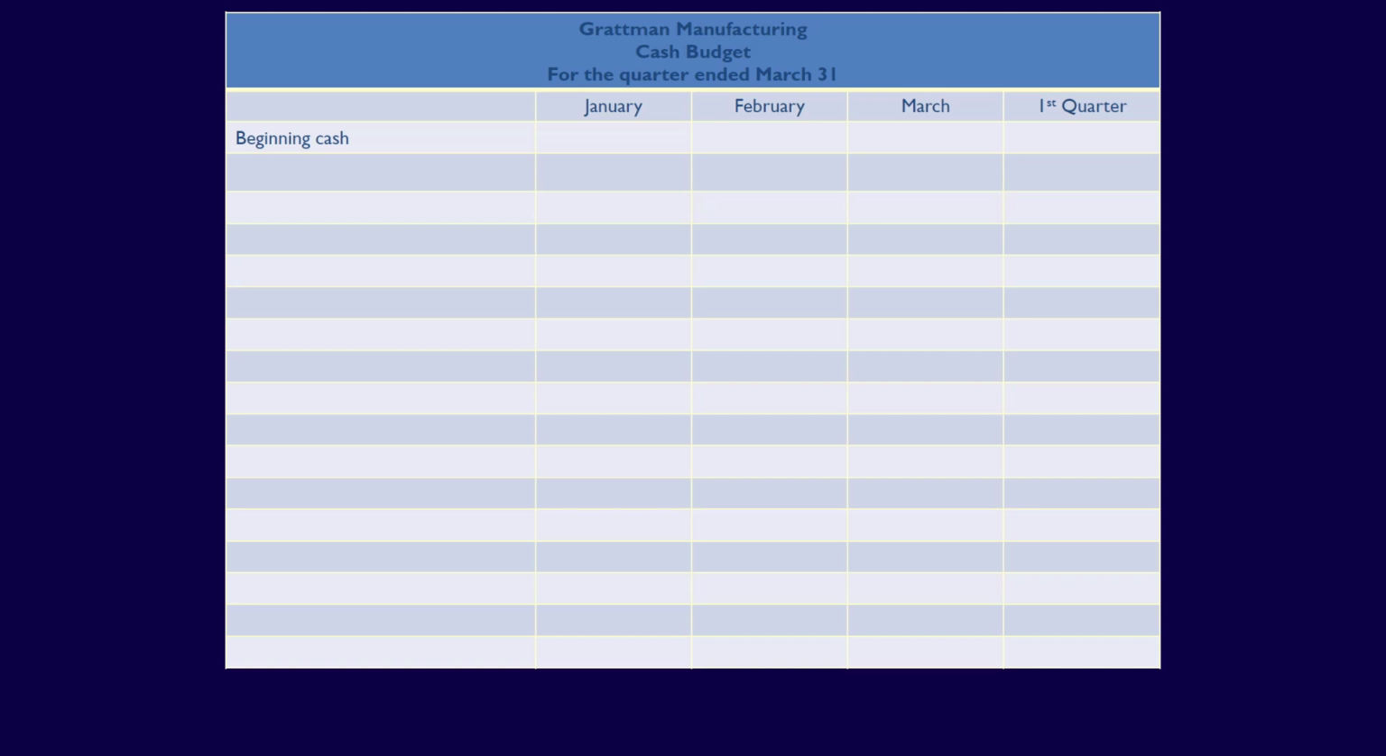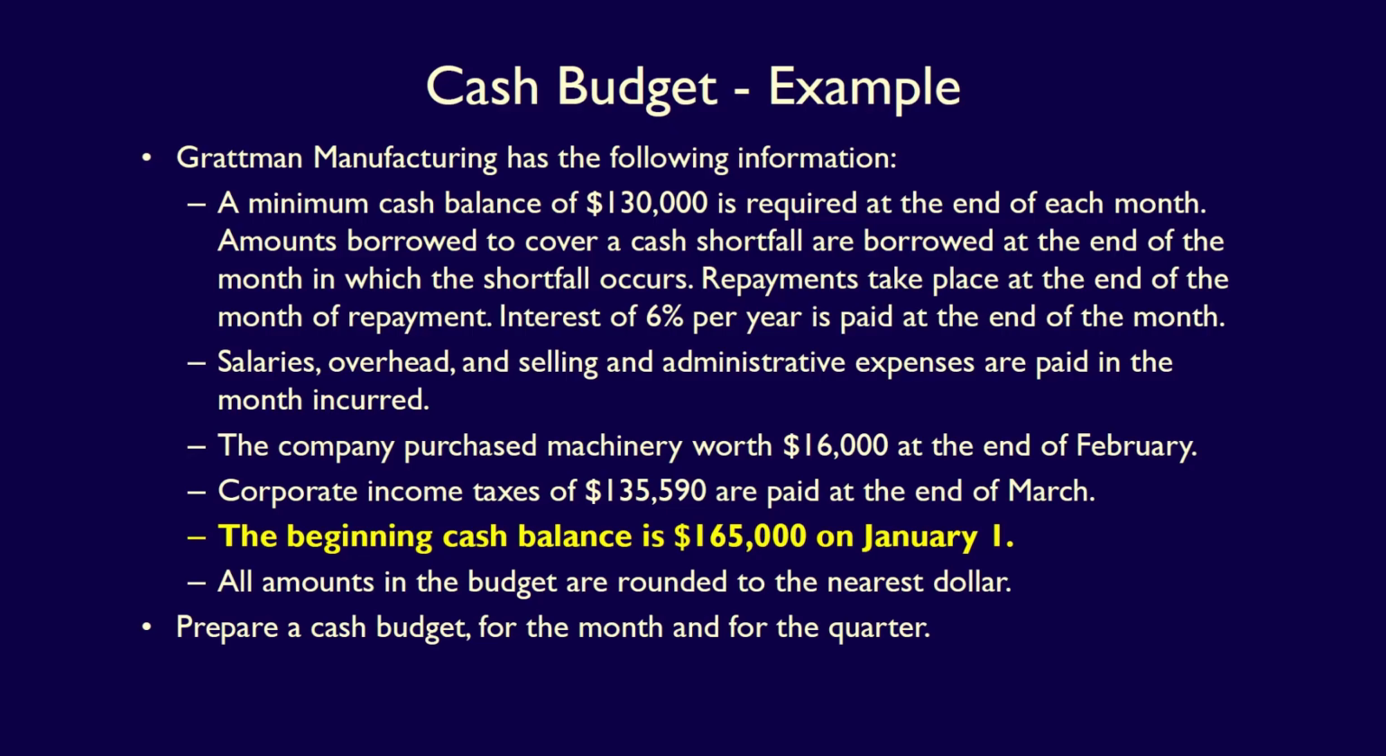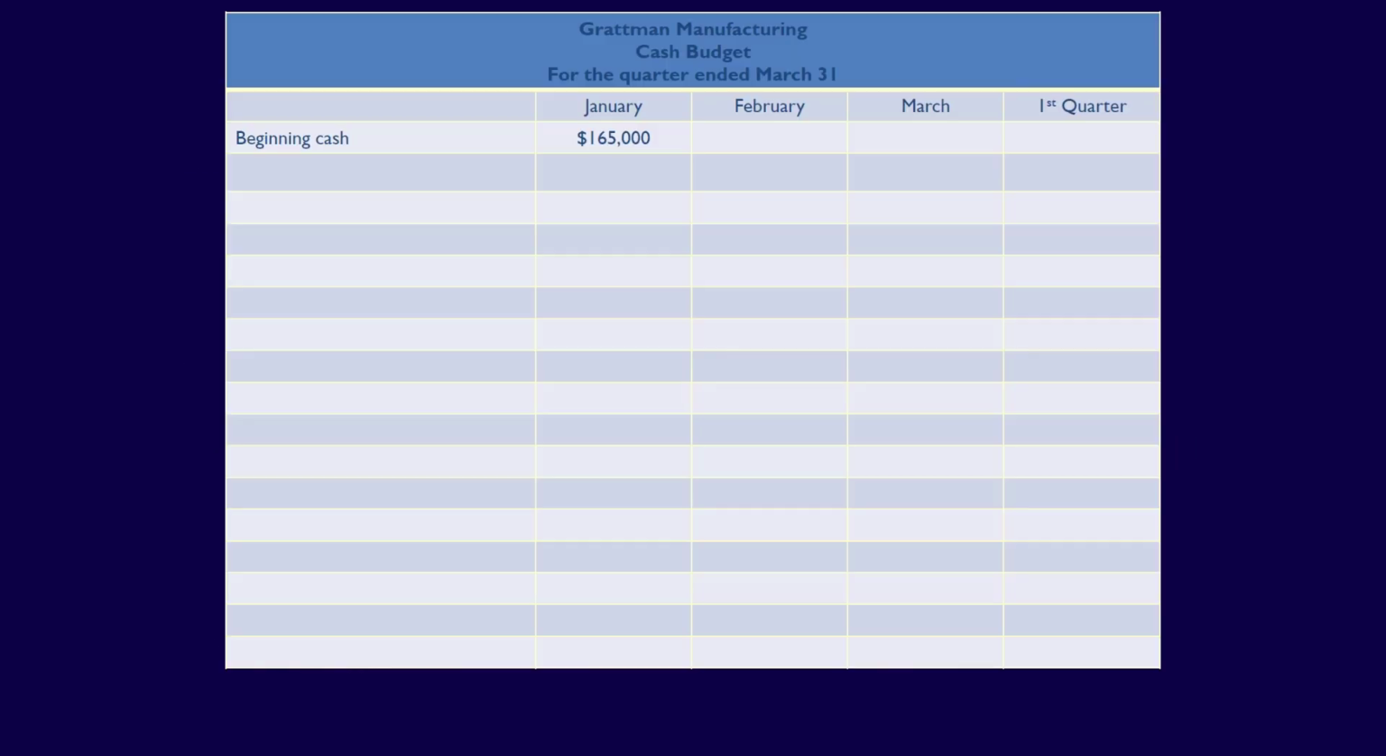We'll start with the beginning or opening cash, which we get either from the previous quarter's budget or from the question, which is what we'll do here. The opening cash balance is $165,000 on January 1st, so we add that under the January column. Beginning cash, $165,000. We don't know the beginning cash for February or March. That's because we have to complete the January portion of the cash budget to determine February's opening cash, and complete February's portion of the cash budget to determine March's opening cash.